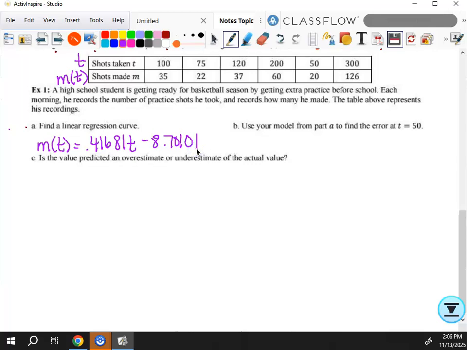Now, this is a regression. It is a prediction. We should have a little hat on the M of t, okay? But I will be honest with you, on the AP exam, if you don't have the little hats, they're not going to count it wrong. Because this isn't a statistics class, is my assumption why. But I still feel like it's my responsibility to teach it to you correctly.